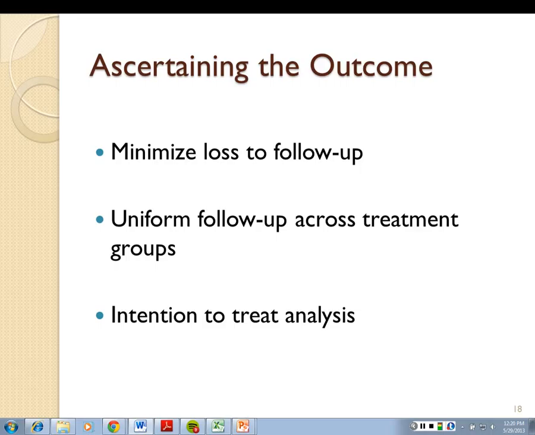Differential loss to follow-up, meaning that one of the treatment groups loses more people than the others, can lead to study bias, especially if the reason for loss to follow-up was due to some aspect of the treatment. It is also important to be equally vigilant in follow-up of all compared groups. Non-uniform ascertainment of the outcome across groups can lead to bias in study results.